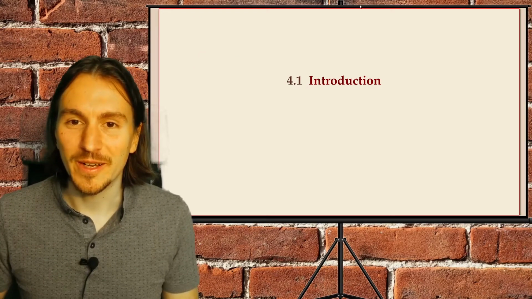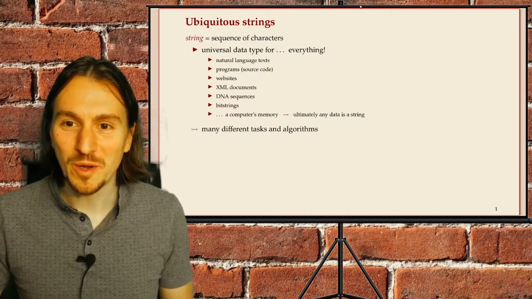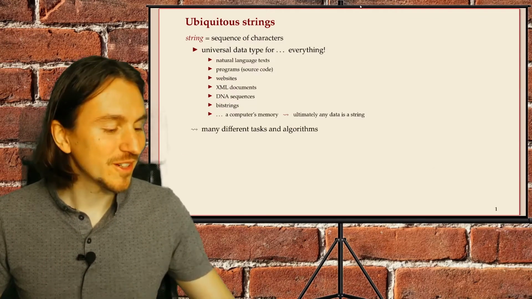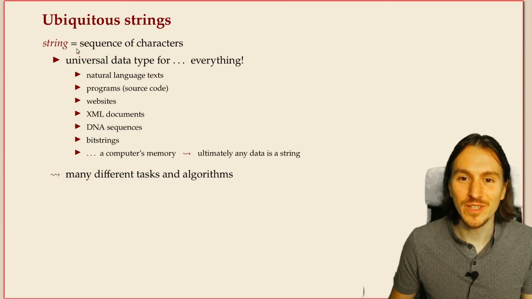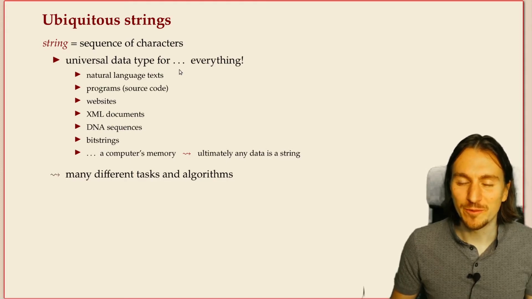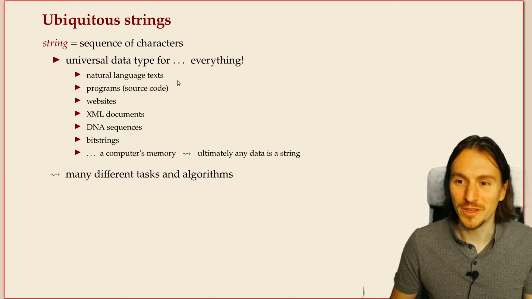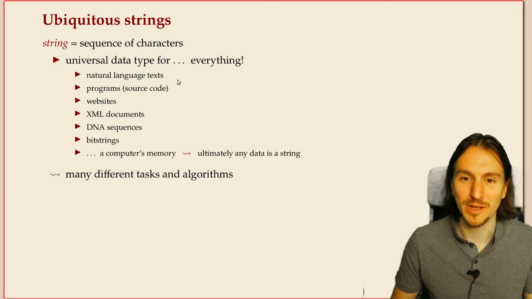Let's start with the notation and introduction. So what is this about? It's about strings, which are essentially just a sequence of characters. And it's, in a sense, the universal type for all sorts of data that is often the least common denominator used, especially on the web.